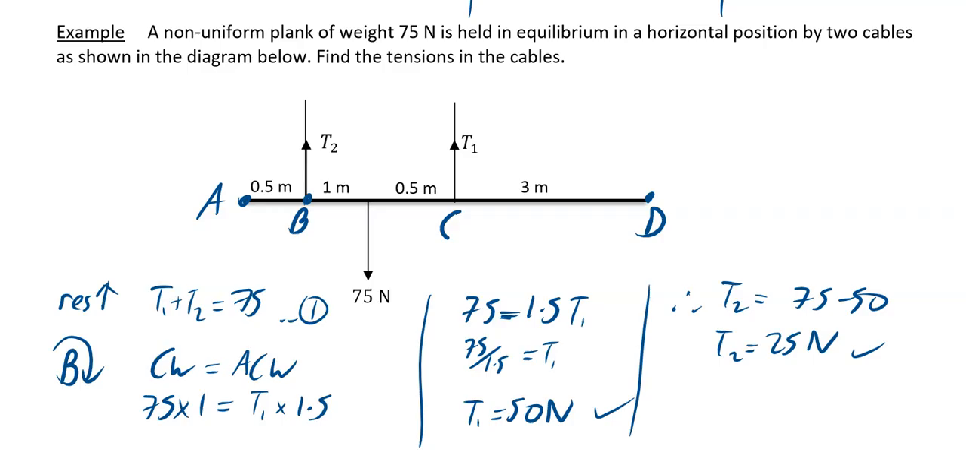So basically, if you've got an equilibrium question, resolve vertically, and the forces up will be equal to forces down. And if you take moments about any point, your clockwise will be equal to your anti-clockwise. And generally, there's an easier point to take moments about, so it removes one of your unknowns.